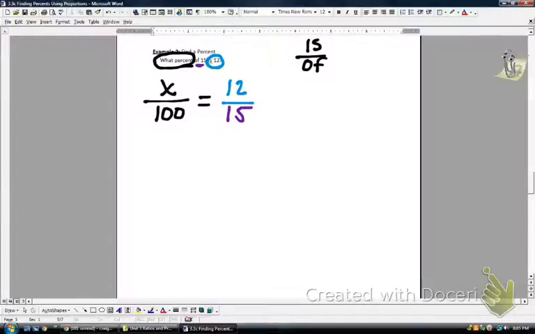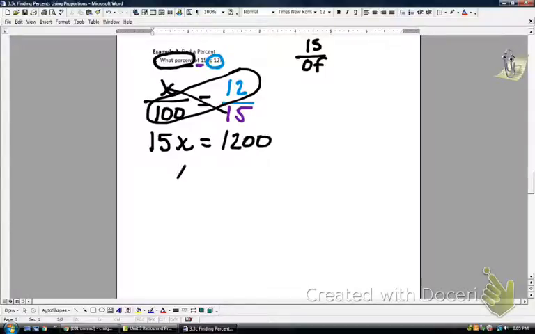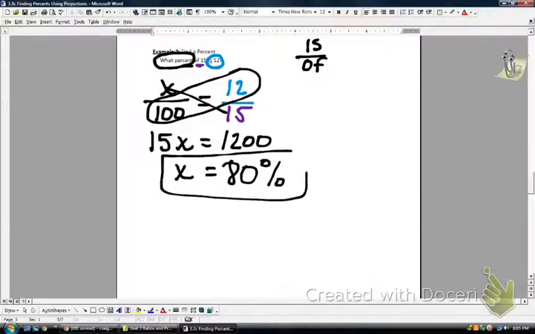Then I'm going to solve using the cross product property. 15 times x is 15x. 12 times 100 is 1200. 1200 divided by 15 is 80. And remember, I'm trying to find the percent, so I cannot forget my percent sign. And if you remember from when we did the percent wheel, I got 80% using the percent wheel, so I've done this problem 2 different ways, and I come out with the same answer.